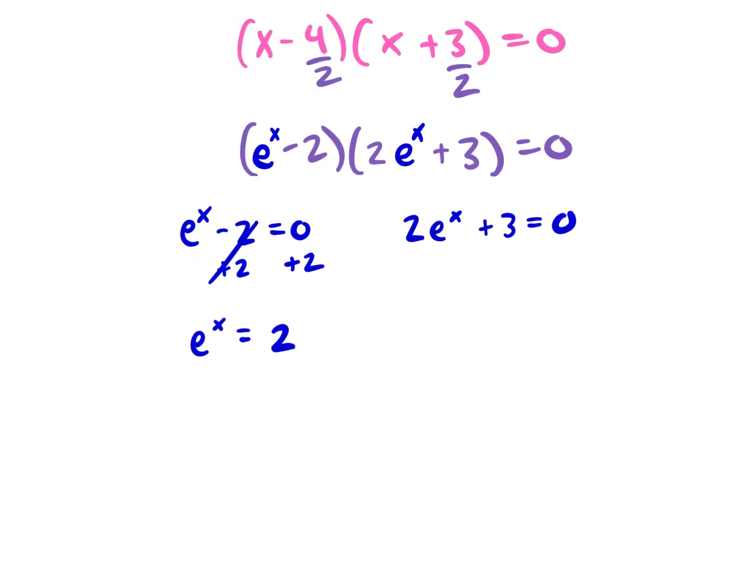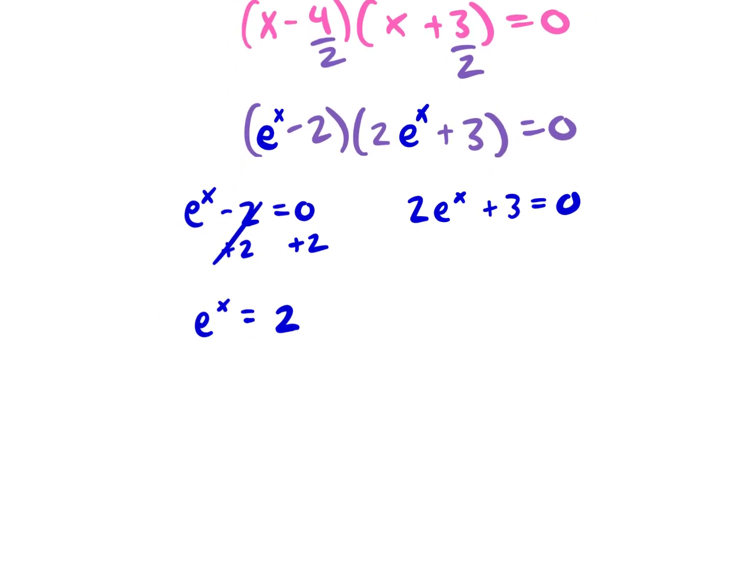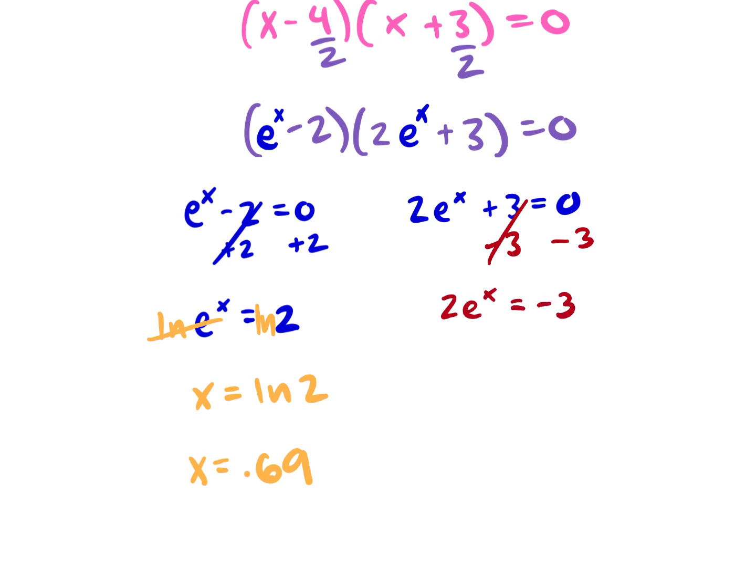What would I have to do to solve for x? Take the ln of both sides. Awesome. So x is equal to the ln of 2, and you would just put the ln of 2 in your calculator. So x is equal to 0.69. Now we have to do the same thing for the next one. So I would subtract 3 on both sides. Divide by 2. Then we take the ln of both sides.